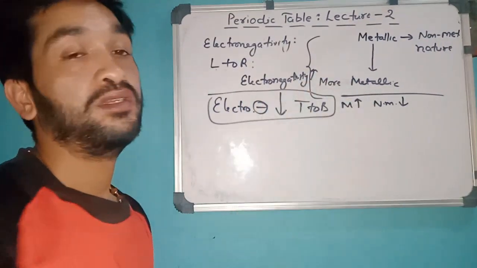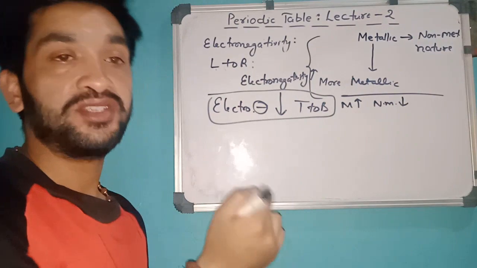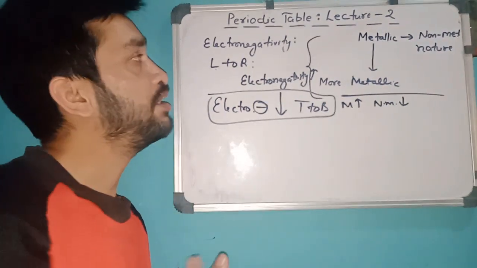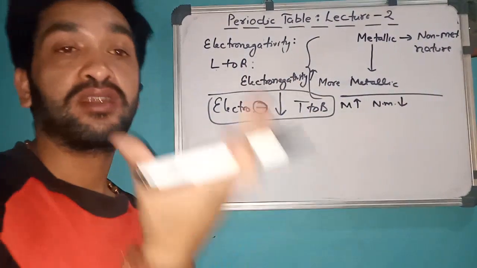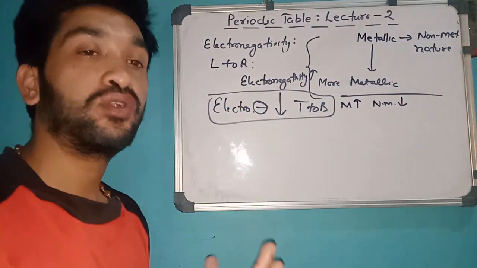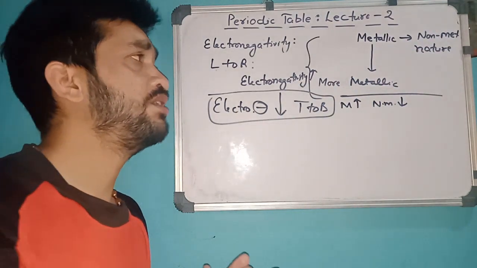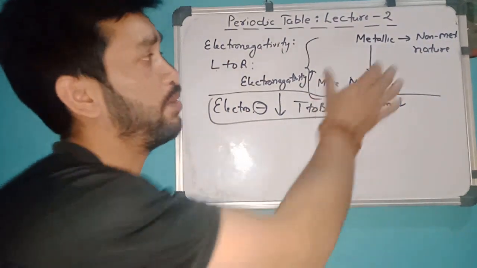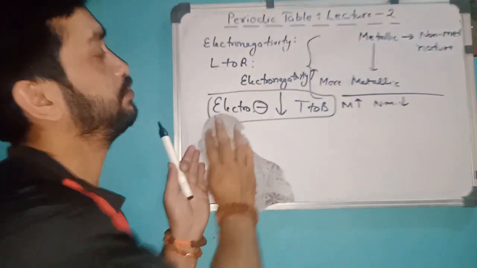And what about the top to bottom trend? Top to bottom, since electronegativity is decreasing, electropositivity will increase. It means on moving from top to bottom, electropositive character increases. How did you get to know? This flow chart. Make that flow chart somewhere, and whatever trend comes, you have to look at this flow chart only. Now let's move on to another trend.